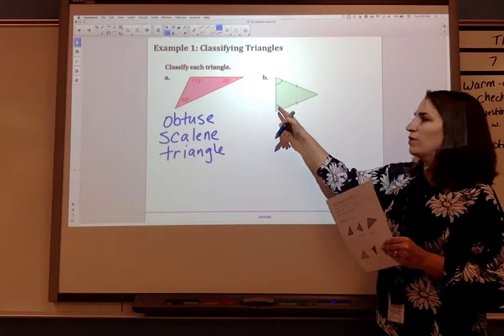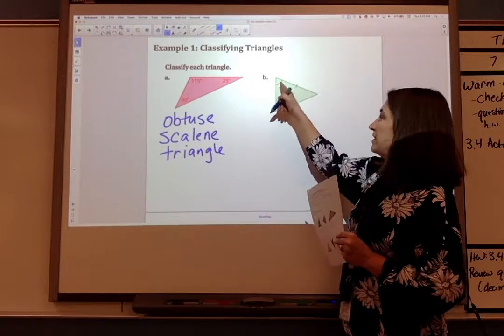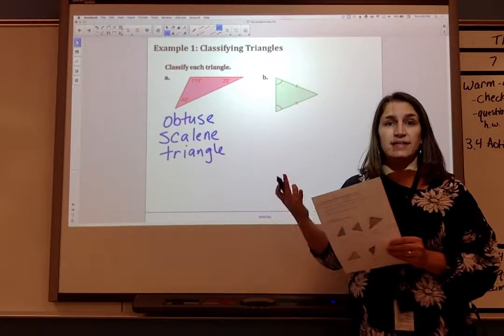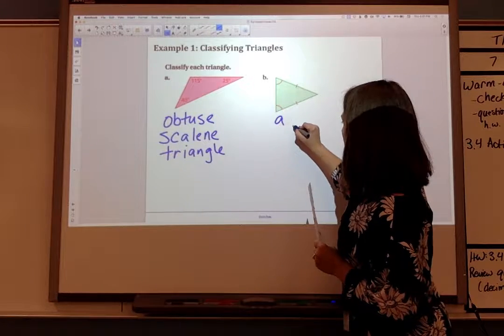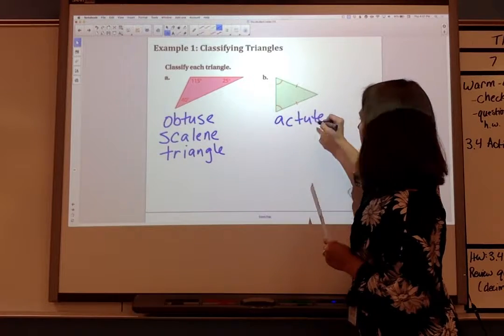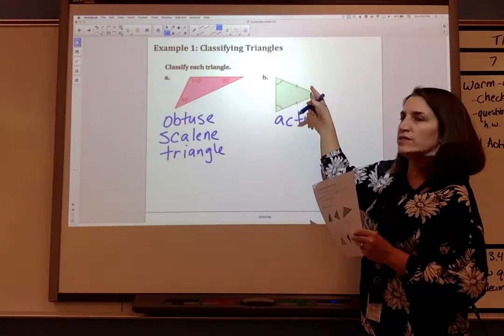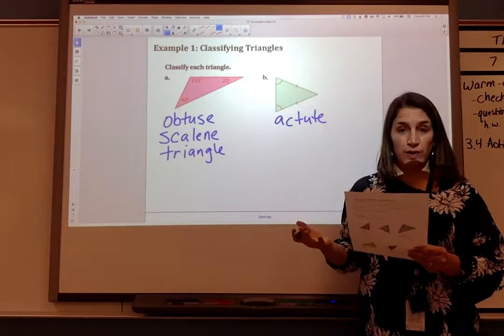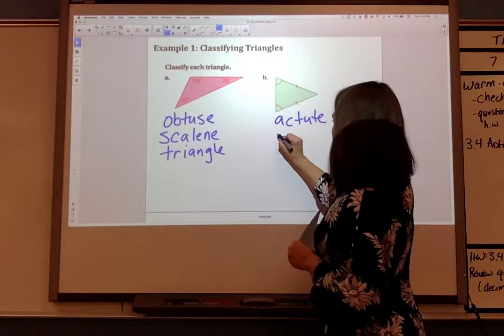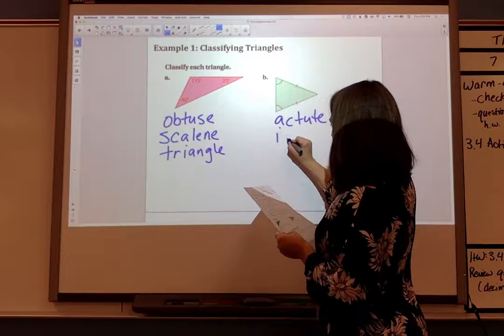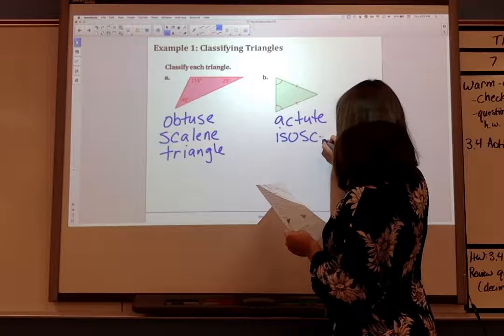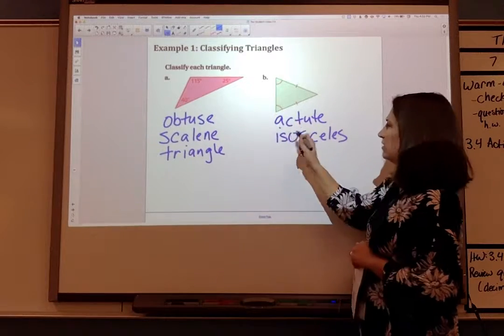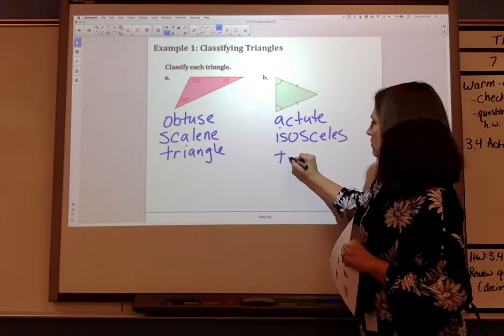Our second example, by the angles, we can see it's an acute triangle. It doesn't have any angles that are more than 90 degrees. So it's an acute. And then we can see that it has two sides that are the same length, also two angles that are the same, which makes it an isosceles triangle. I-S-O-S-C-E-L-E-S, acute isosceles triangle.